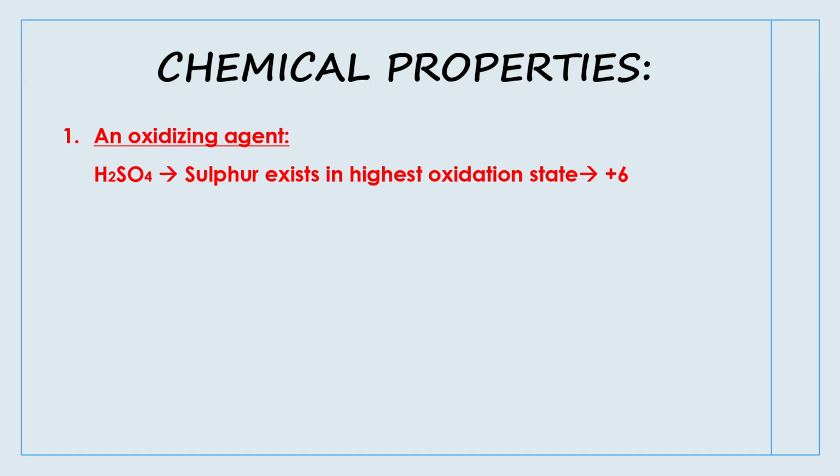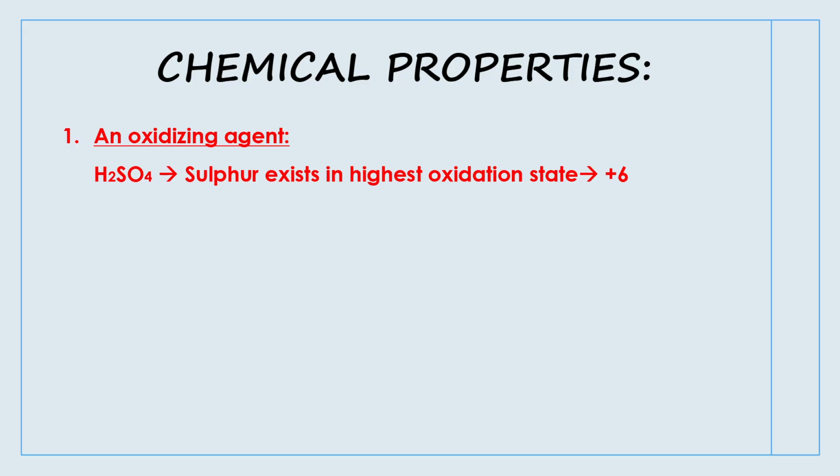So the first chemical property that we have in our course is the role of sulfuric acid as an oxidizing agent. Oxidizing means addition of oxygen. Why does sulfuric acid act as an oxidizing agent? Because in sulfuric acid, the sulfur is present in the highest oxidation state, which is +6. You might get this in your MCQs. You can take the correct answer, which is +6.